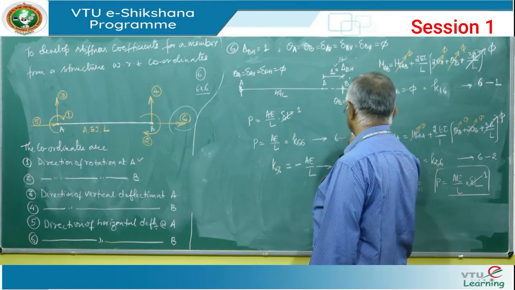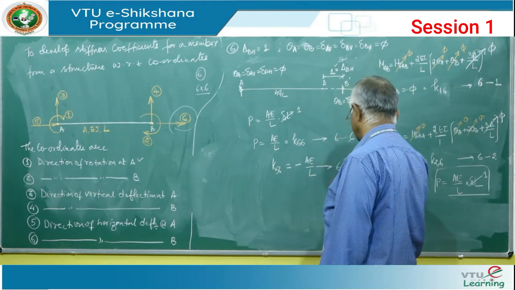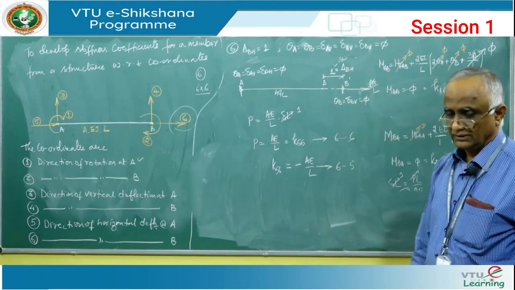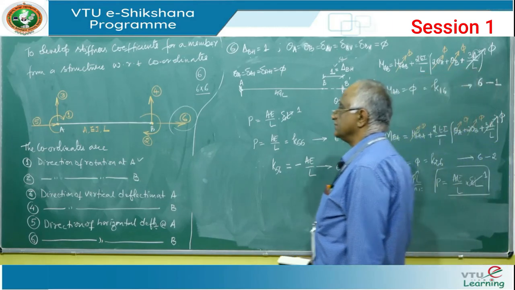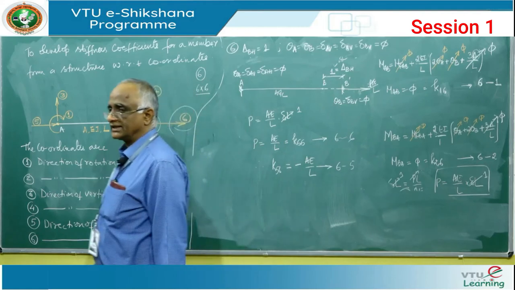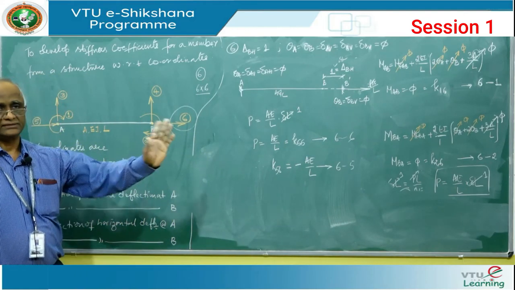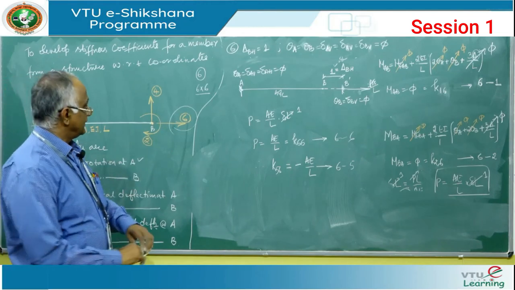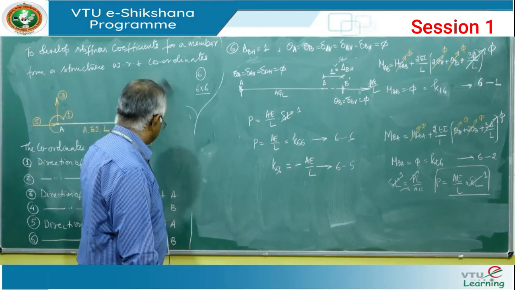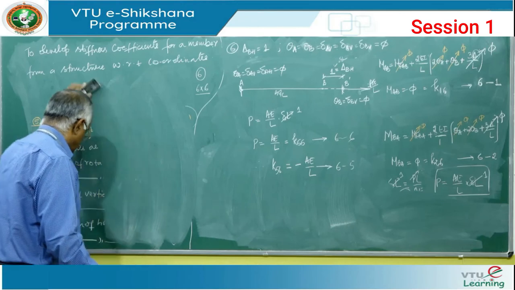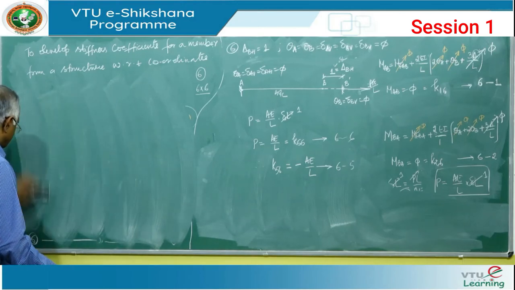This is your 6,6. This is your 6,5. So totally we got all the 36 elements now, 6 columns and 6 rows. Let me compile them here, only the stiffness matrix.